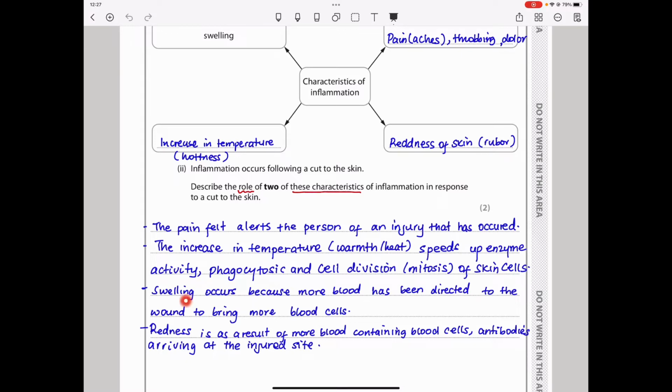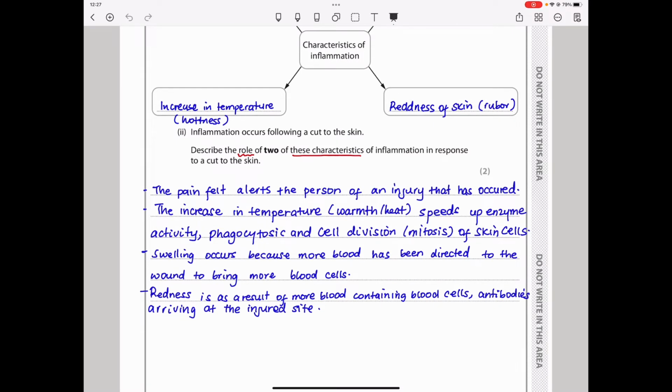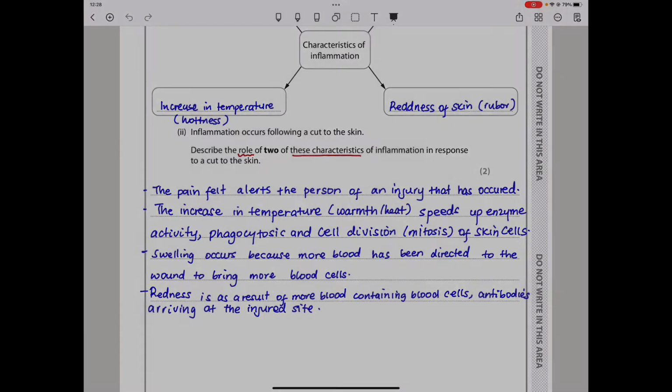The next part is swelling. Swelling is because more blood is diverted towards the area that has been wounded in order to supply blood cells and increase the cells required for phagocytosis and so on. Redness is as a result of more blood, containing blood cells and antibodies, arriving at the site of the injury. So all these are working together to ensure that the area that has been hurt is healing faster, and so that infection is going to be prevented. Let's go to the next part.